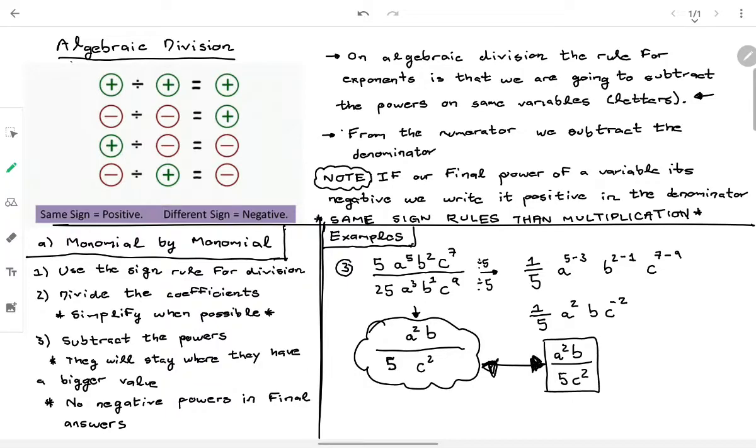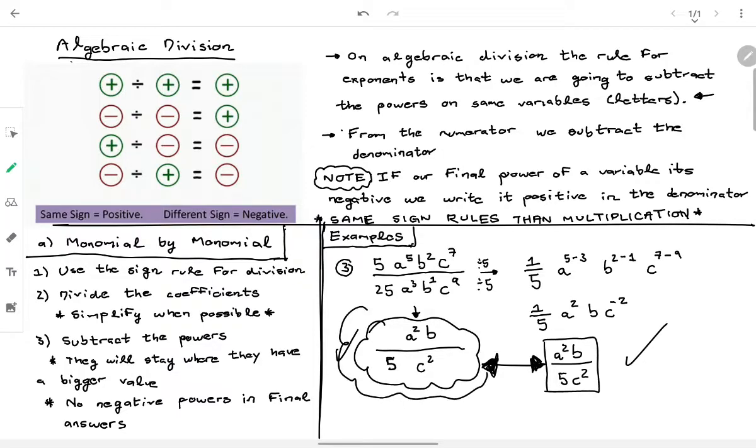You can do it with the first process, that is, first use the sign rule, then divide the coefficients, then subtract the powers, and then if we have a negative one, we are going to put it in the denominator. Or we can do it in a simple step, where it's all the steps together: dividing the numbers, then putting the letters where they have the bigger value, and doing the subtraction of powers, and it will be the same process like the other one. So it's your decision to use this process or this process. I prefer to use this one, but it's up to you.